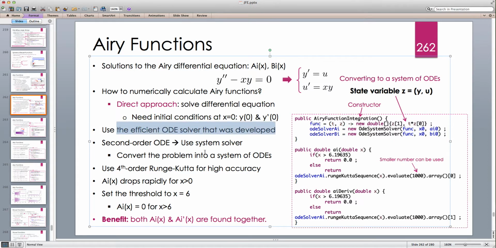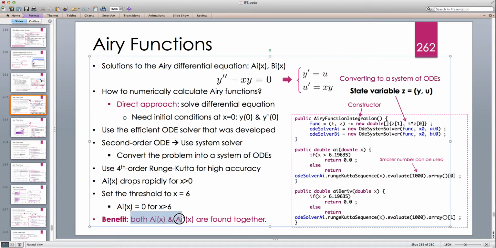So we already developed efficient ODE solvers, and then we use a system solver to solve a second order differential equation. And I used a fourth order Runge-Kutta sequence. And then Ai drops rapidly for x greater than 0. So we can say after x greater than 6 or 7, Ai is basically 0.